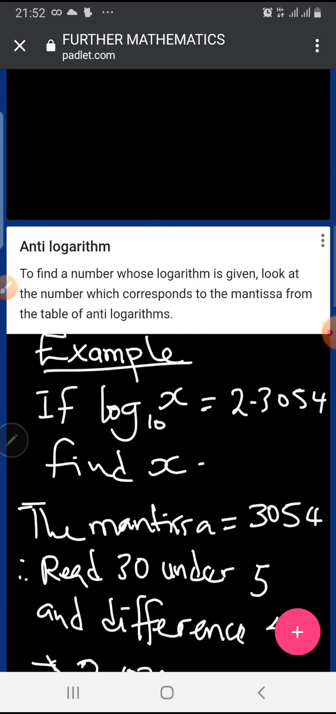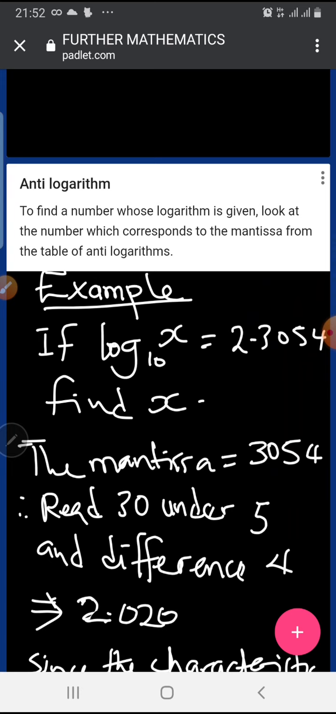Now the opposite of logarithm is anti-logarithm. To find a number whose logarithm is given, look at the number which corresponds to the mantissa from the table of the anti-logarithm. When you are given the logarithm of a number and you want to find the number, you find the anti-logarithm. When looking for anti-logarithm, the characteristic is not first put into consideration. You first deal with the mantissa.